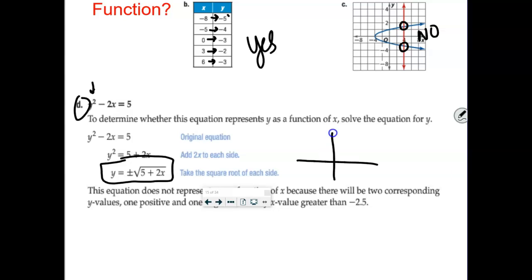When you go to graph this, you end up looking at something that looks like this. That's the positive version of it, and that's the negative version of it. So right away, you're going to be like, oh, boom, fails the vertical line test. But can we talk about the algebraic piece to it? Because this actually might be a little quicker.